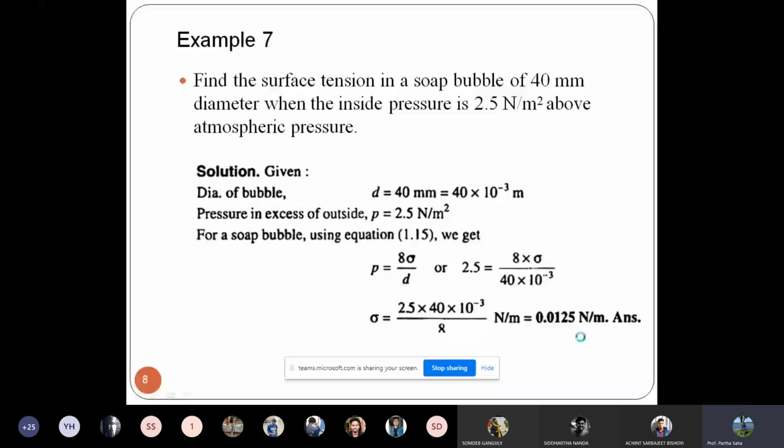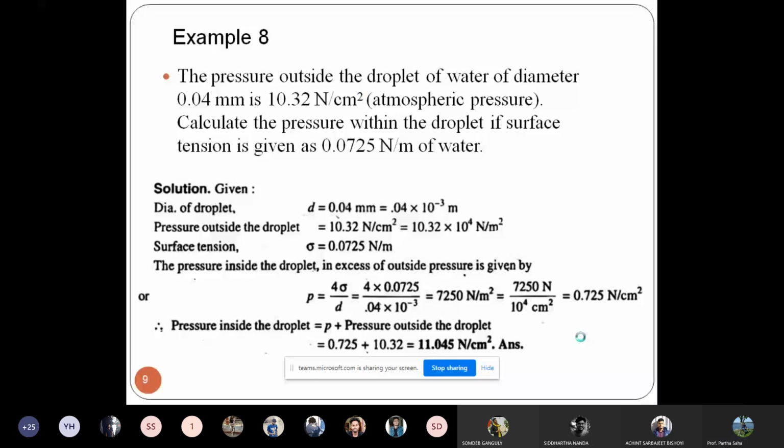Let's look into some other problem. Here, the pressure outside the water droplet is given as 10.32 Newton per centimeter square above atmospheric pressure, and the water droplet diameter is 0.4 millimeter. Calculate the pressure within the droplet if the surface tension is 0.0725 Newton per meter. So here you have to determine the pressure. All other parameters are given: the diameter of the droplet is 0.4 millimeter, the outside pressure at the droplet is given, and the surface tension is given. The expression for the droplet, this is not like the soap bubble, this is a simple droplet, so the expression will be P equal to 4 sigma by D.